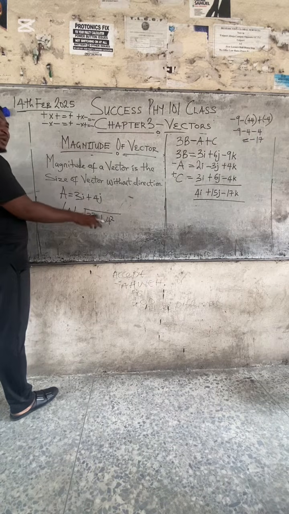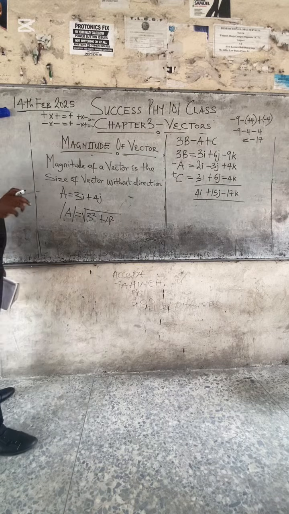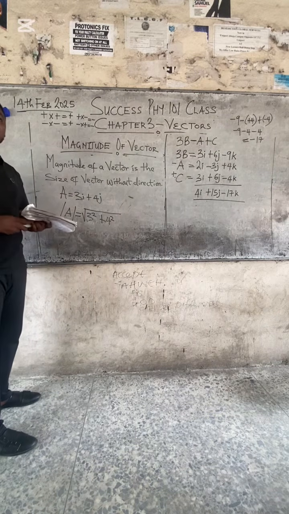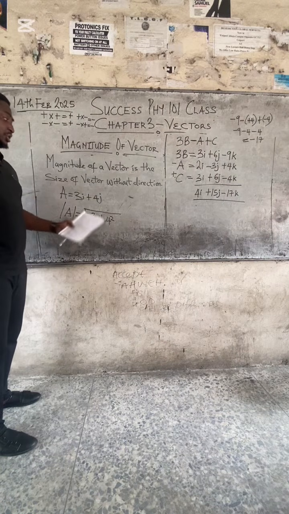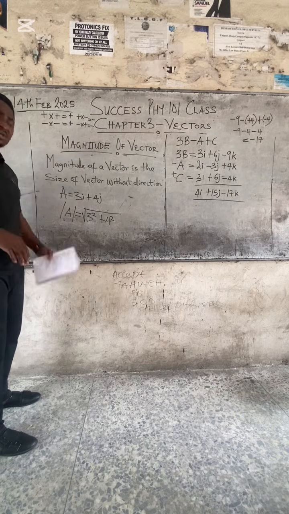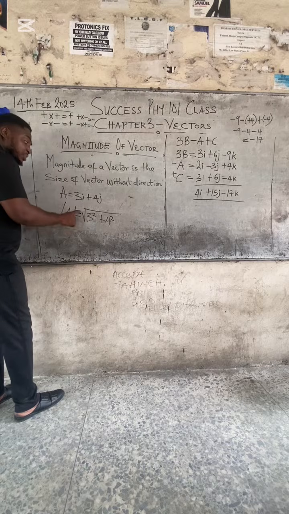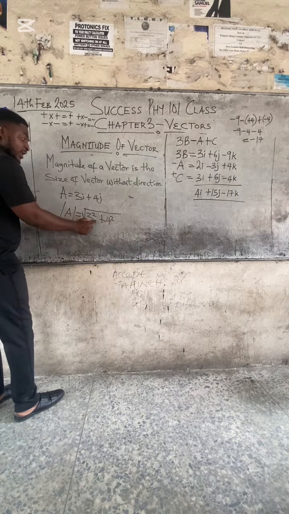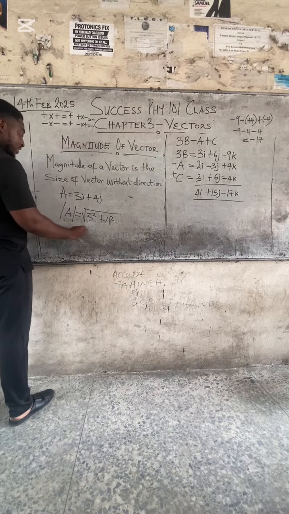Class, do not take i and j when you're solving magnitude, because magnitude is the size of the vector without direction. i and j show the direction of the vector. i shows the direction on the x-axis. j shows the direction on the y-axis. We don't need direction in magnitude. So just take the numbers, 3 and 4. Start with a square root. Take this 3, square it, plus take this 4, square it, and you have the magnitude of the vector.